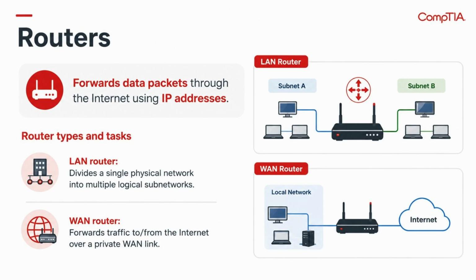A LAN router divides a single physical network into multiple logical subnetworks, while a WAN router forwards traffic to and from the internet over a private WAN link. Think of a router as a traffic manager, deciding the best path for data, whether moving traffic within a large enterprise network or sending it out to the internet.